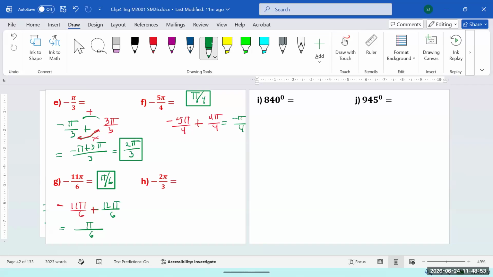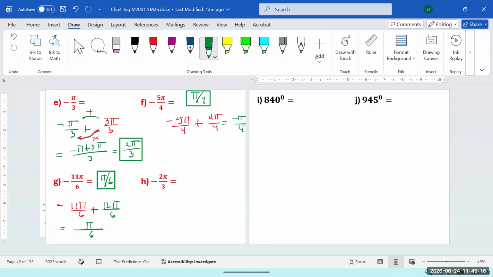Now for the next one, we have 5 pi over 4. So it's 1 pi plus 1/4 pi, right? 5 means you have 1 and then 1/4. So this is closer to 1 pi or 2 pi? 1 and 1/4, is it closer to 1 or closer to 2?